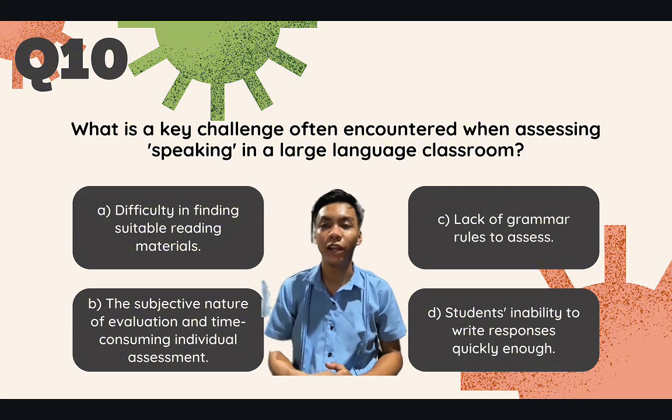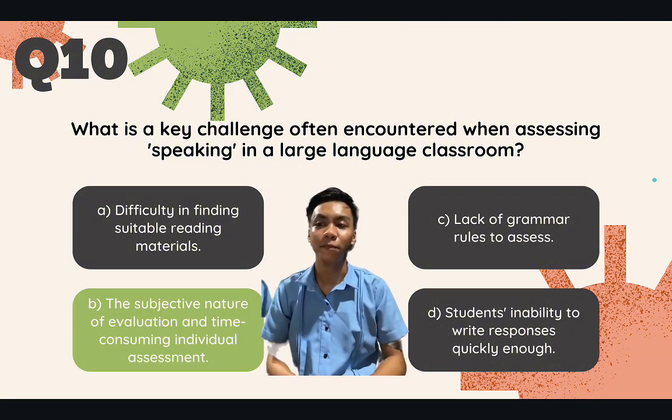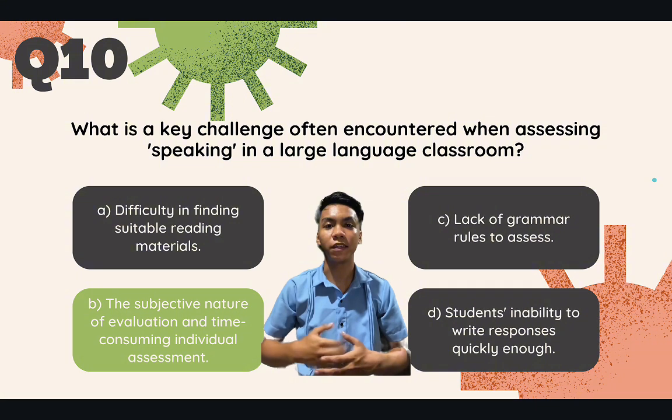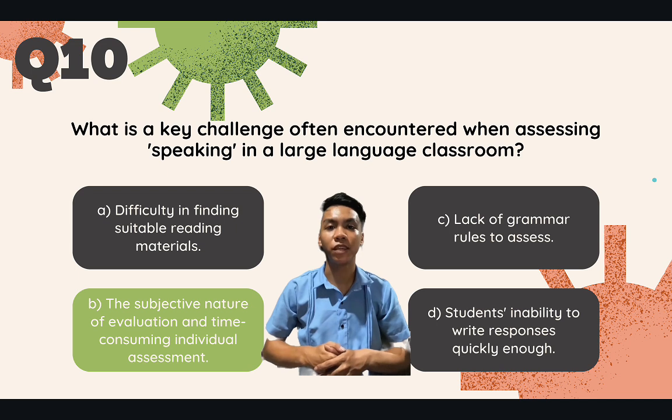Time's up. The correct answer is letter B, the subjective nature of evaluation and time-consuming individual assessment. Assessing speaking is inherently challenging because it often relies on subjective judgment of various nuanced elements like fluency, pronunciation, and communicative effectiveness. Furthermore, evaluating each student's individual spoken performance thoroughly, especially in a large class, requires a significant amount of time and effort from the assessor.